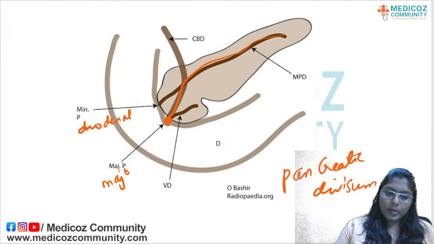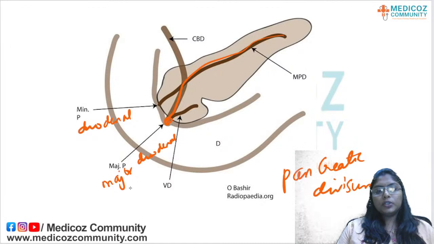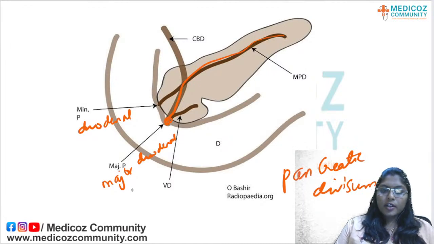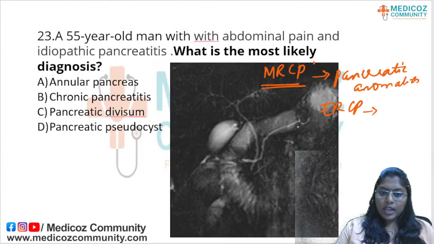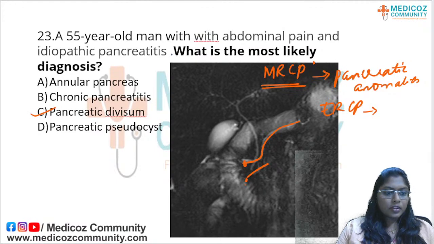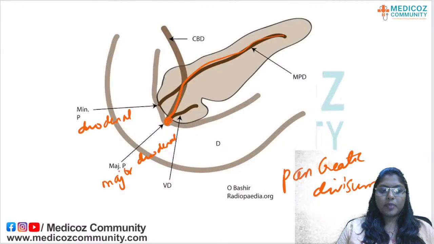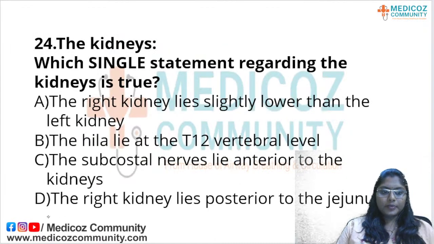This is the major duodenal papilla, which opens into the D2 part of the duodenum, and the sphincter of Oddi will be there managing the flow of the bile and the flow of the juice into the duodenum. So, as I've given you the clue already, there are two lines draining into the duodenum. This is a case of pancreatic division. In pancreatic division also, they'll have recurrent episodes of pancreatitis and abdominal pain.